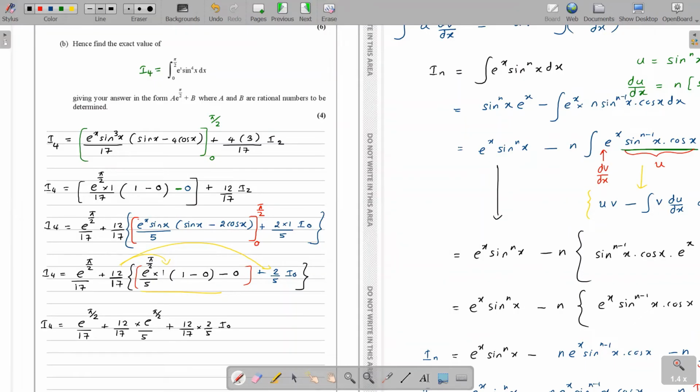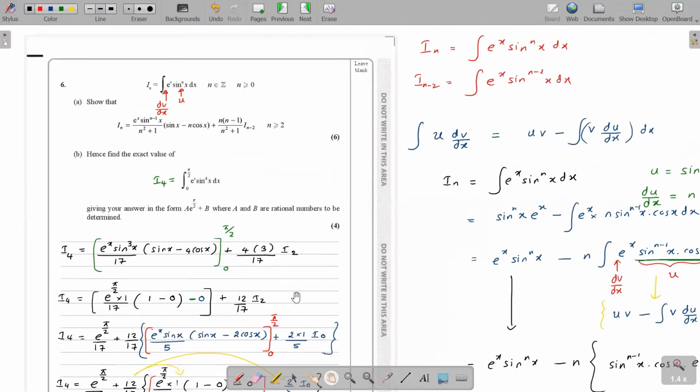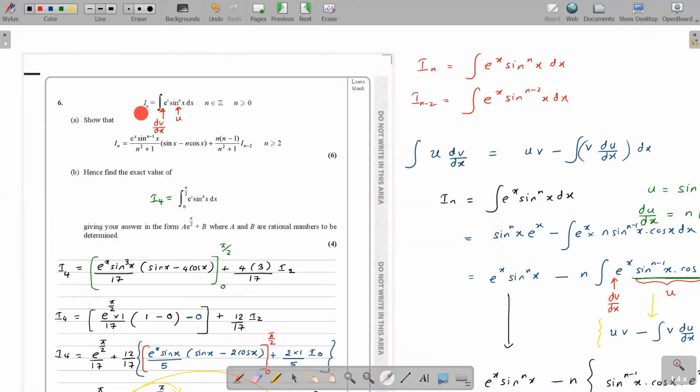Okay, we need to find I naught. How do we find I naught? Are we going to use the reduction formula again? No, for I naught, we can directly use n as 0 here and get the integration. So what's I naught? Go to this equation. I naught is the integration of e^x sin to the power 0 x. Are you with me? Sin to the power 0 is 1, so basically the integration of e^x is e^x. Can you see? I naught is just simply e^x.